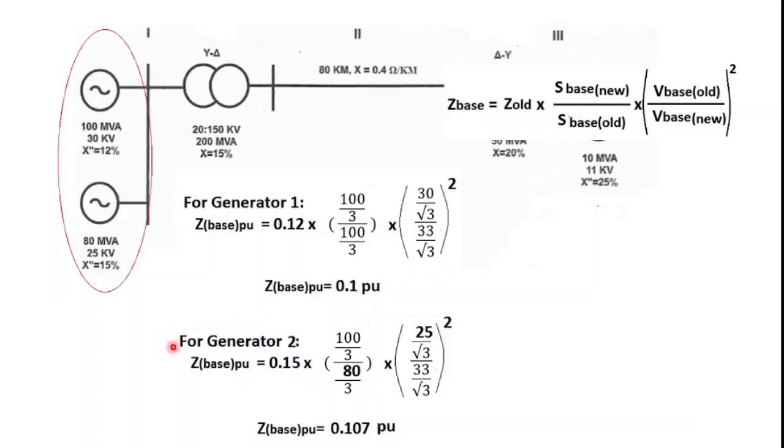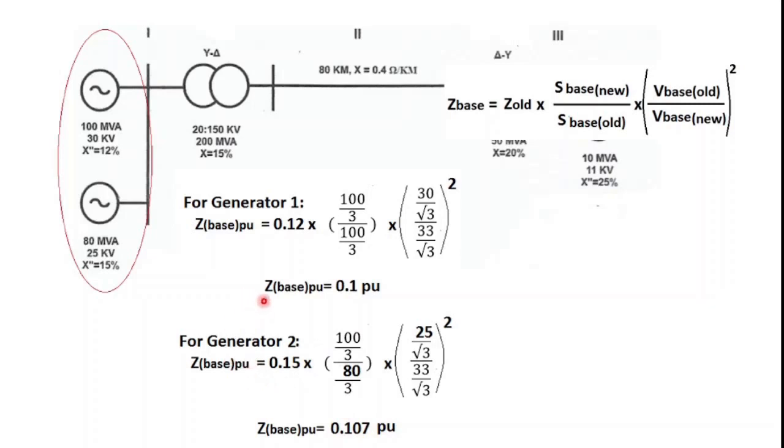Now the same application will be taken in generator 2, the same formula, and this time 0.15, which came from this one, 15%, into S base new, which was the 100 MVA, and the 80, which is this one, 80 MVA. And you can already understand what's going on in here: this is the V base old, which is 25 kV, and the V base new is 33 kV. So do the math and you will get Z base per unit equal to 0.107 per unit. Now this is for generator 2.